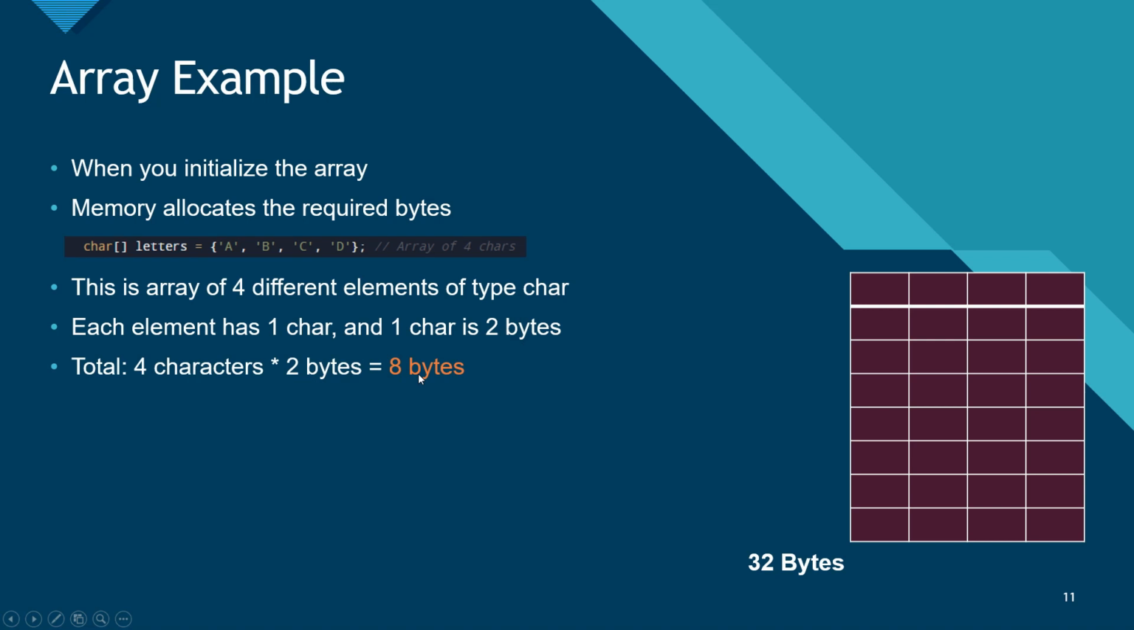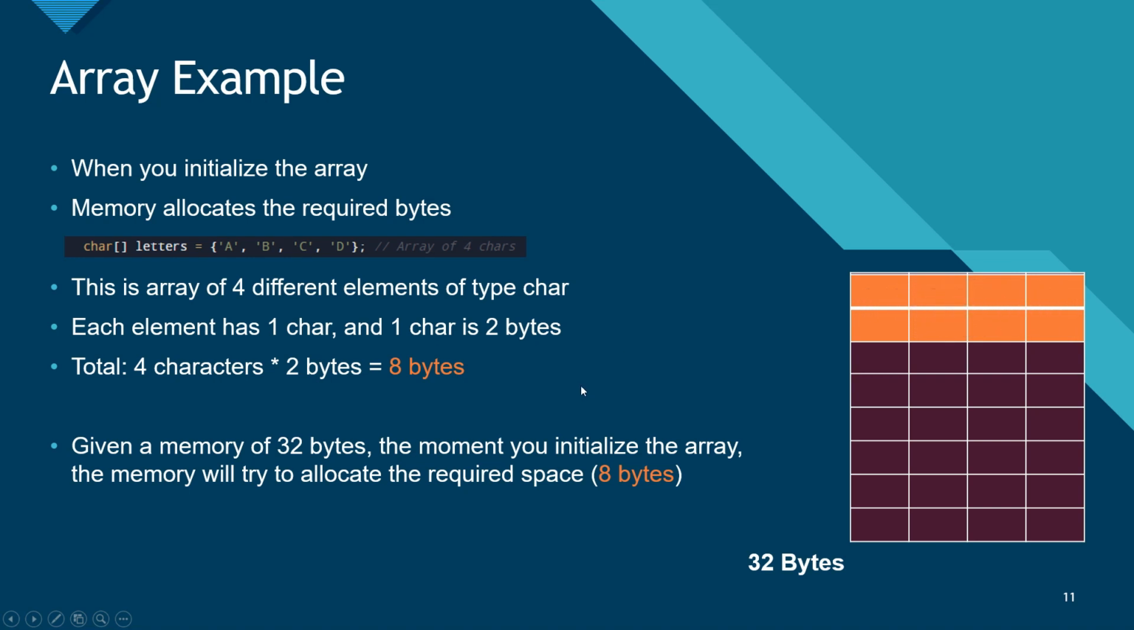So now we have 4 elements of type character, and each character is 2 bytes. Basically, now we have 8 bytes. This means we're gonna take a space in memory of 8 bytes. So now we have 32 bytes available. We have taken 8, leaving us with 24 bytes available. So the moment you initialize the array, the memory will try to allocate the required spaces, and in our case it would be 8 bytes. That's basically how memory works when you're trying to initialize an array.